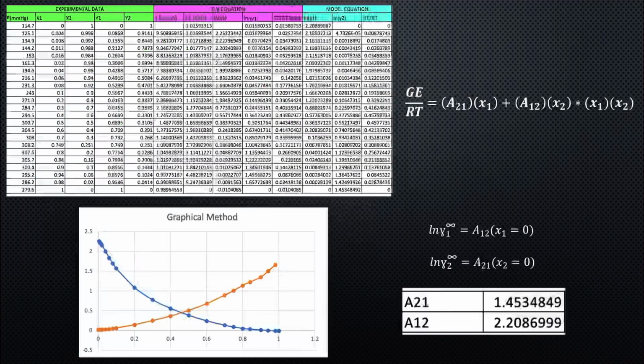Well, to move on to the next step, A12 and A21 were calculated using the graphical method, which is as follows. We took the data of the logarithm of gamma 1 and the logarithm of gamma 2 versus x1. Then the data of the logarithm of gamma 1 and the logarithm of gamma 2 versus x2, since the Margules model of the following equation shown can be determined.